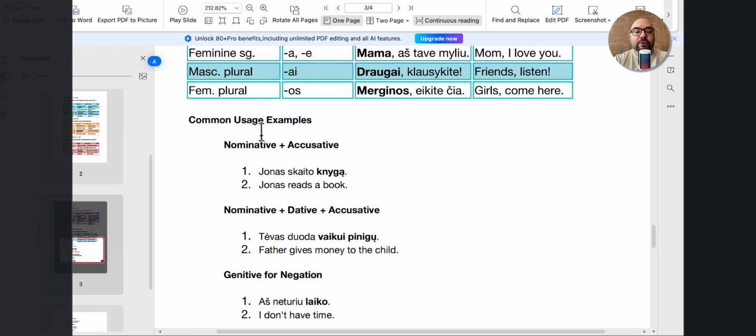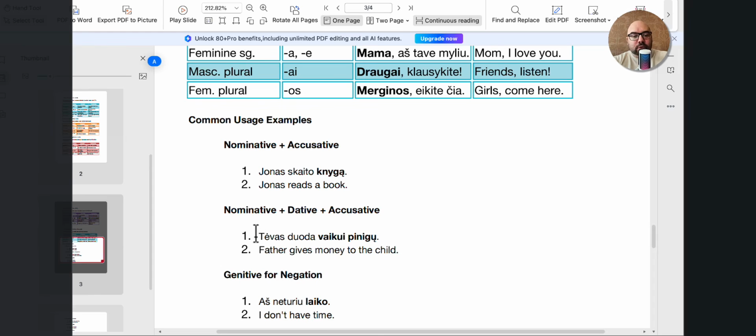And then we have common usage examples. For example, nominative plus accusative. You have the doer of the action, and then you have a direct object of that action. Jonas skaito knygą. Jonas reads a book, right? Then we have nominative plus dative plus accusative.